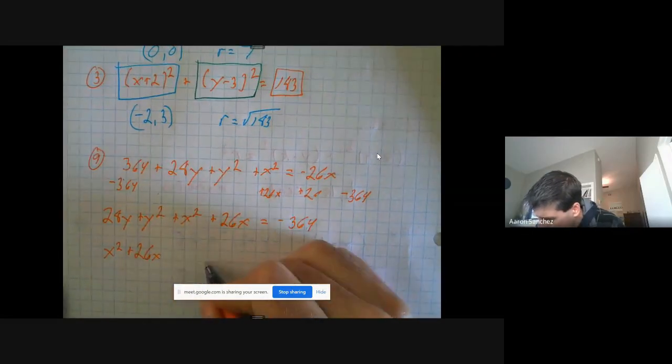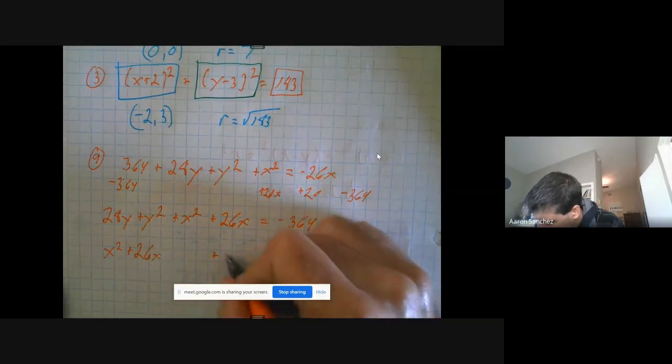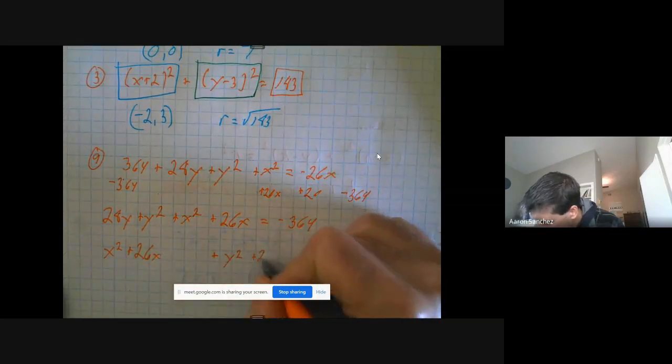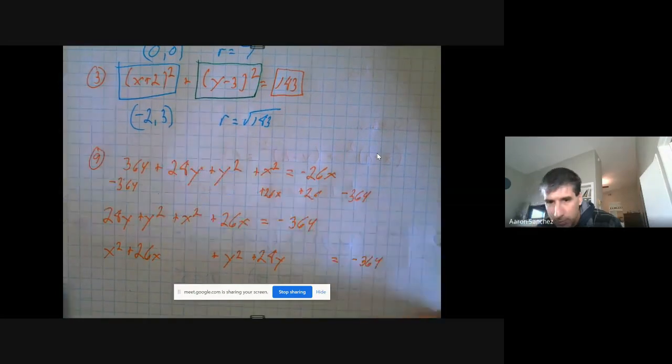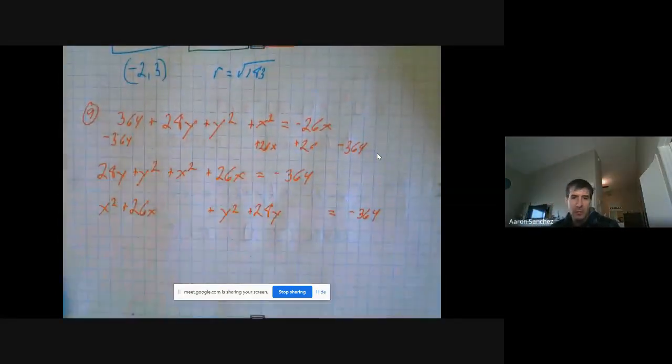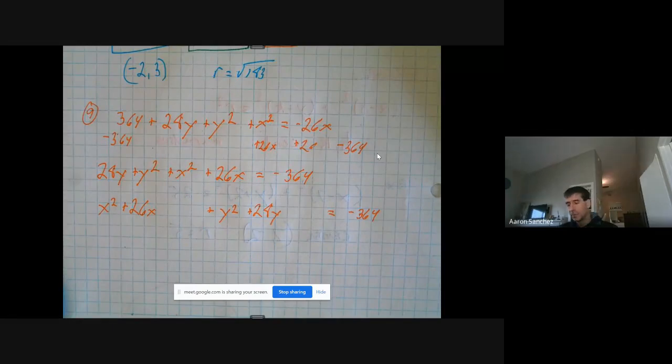Let's leave a space. Plus, let's get my y's. Y squared plus 28y. Leave a space, equals negative 364. Okay, so let's see if we understand what I did there. Are there any questions? I just put the x's together, the y's together, and I left the space so that I can complete the square. We've done this before, completing the square, but I will give you a refresher. Are there any questions?